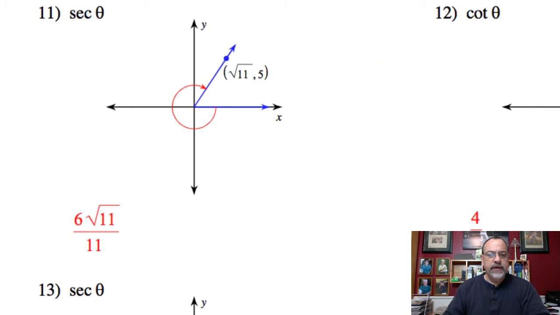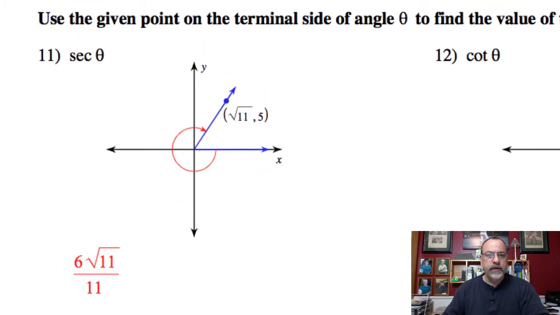So for this example here, let me get the instructions up here so we can see what we're supposed to do. We want to use the point that they give us on the terminal side to find the trigonometric function that's given. Now you remember, if from this point we draw a line perpendicular and draw our reference triangle, then we have this side as the square root of 11, and we have this side as 5, and I need to do the secant.